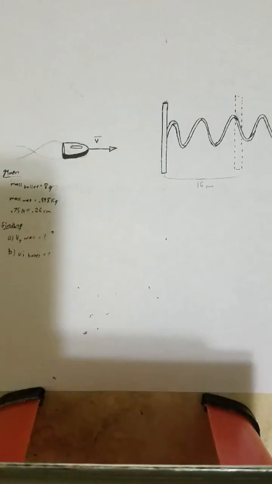Today I'll be solving a scenario that is an example of inelastic collision. A bullet is fired at a wall that is attached to a spring. The bullet is embedded into the wall and causes the wall to move 15 centimeters from its original point.